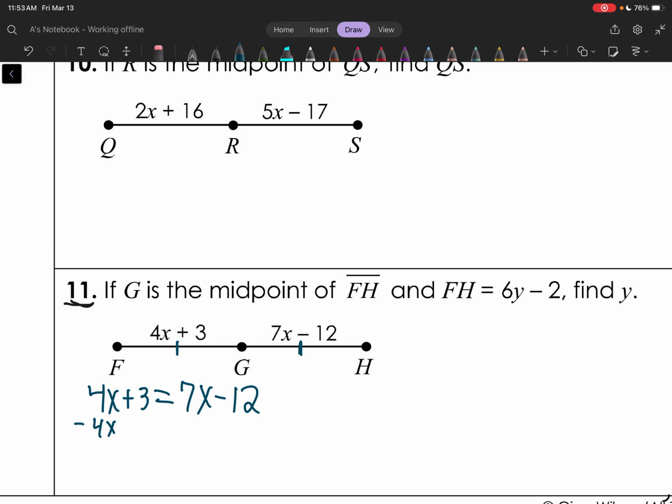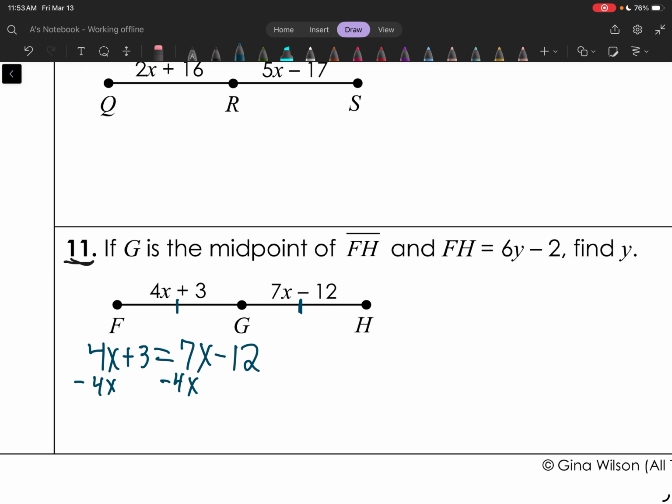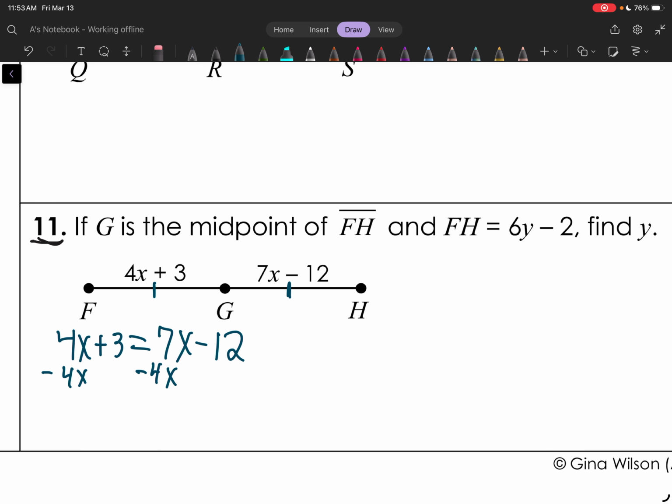I'm going to move my x terms to one side. Three x. I'm going to add 12 to move the constant term to one side. 15. You can divide by 3. X is going to be equal to 5.